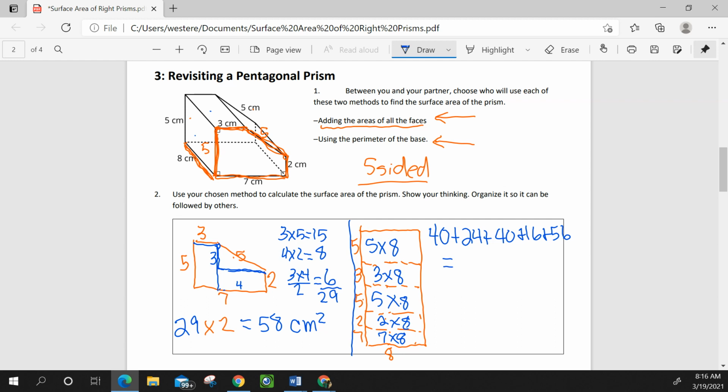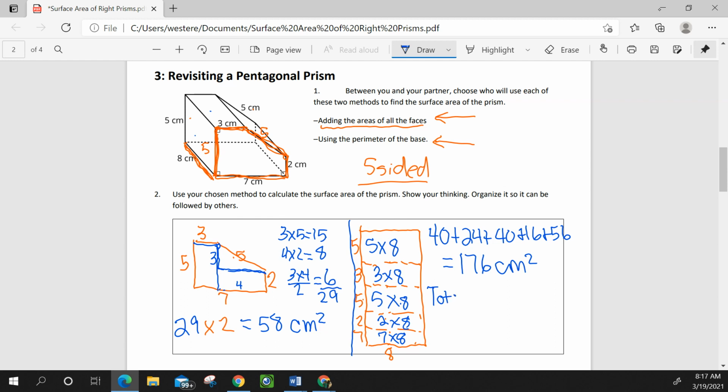Why don't you go ahead and try it? You get 176 centimeters squared. So now I have the area of all the faces and the bases. So I need the total area.